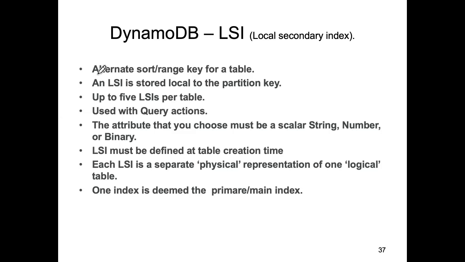The bullet points are: it's an alternative secondary index associated with a table. That's what an LSI is. These LSIs are stored locally to the partition. They have to be, right? They're stored in the same partition that the main index is stored in. And okay, if you have multiple partitions, that means each partition will have secondary indices, but the secondary indices on each partition only relate to data on that partition. You can have up to 5 LSIs, as I said.